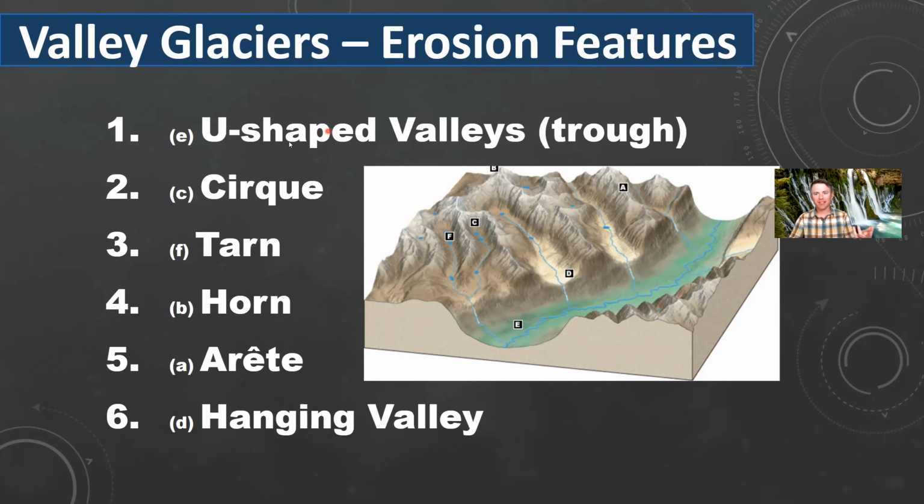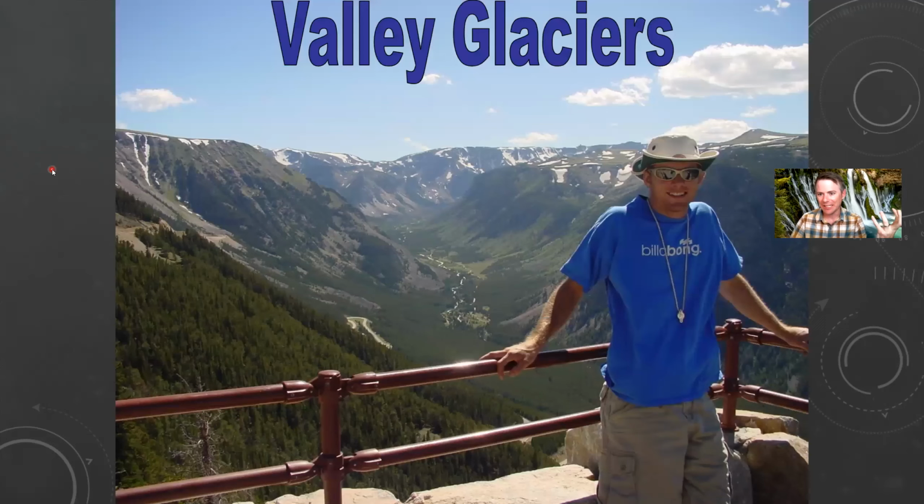So there's a couple of different things to look for here. Glacial landforms, that's what I'm trying to say, is there's U-shaped valleys and troughs. There's a thing called a cirque, a tarn, a horn, an arête, and a hanging valley. So these are the big 6 that you kind of need to see and know. And I'm going to show you lots of pretty pictures because they're really neat.